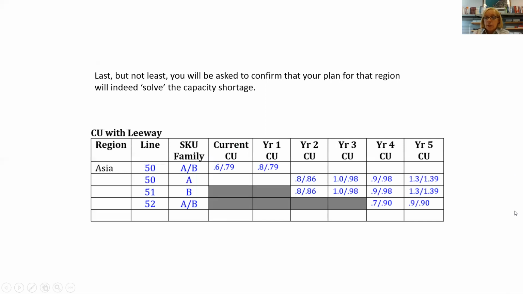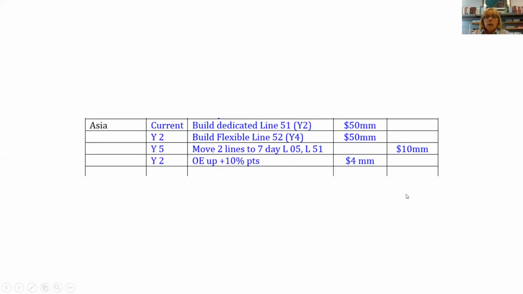What happens in year 5 is that I'm going to have another gap in terms of the capacity. It's a small one, however. So what I'm going to do is move 2 of those lines to 7 days. Because I have 2 particular lines that are going into overtime, it's going to be 5 million for each of them. And you'll notice in terms of the operating efficiency, I'm also going to increase that in year 2 by 10 points. So excuse me for getting confused on that one earlier.